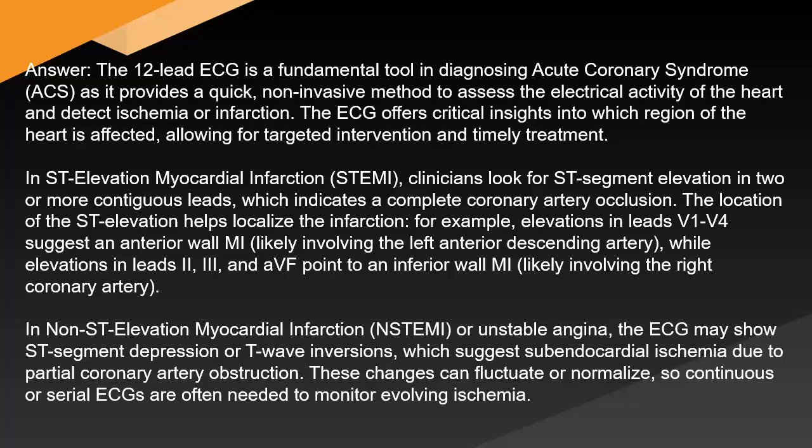The location of the ST elevation helps localize the infarction. For example, elevations in leads V1 to V4 suggest an anterior wall MI, likely involving the left anterior descending artery, while elevations in leads II, III, and aVF point to an inferior wall MI, likely involving the right coronary artery.